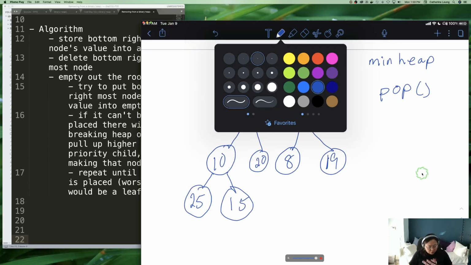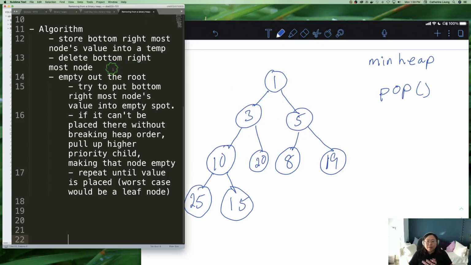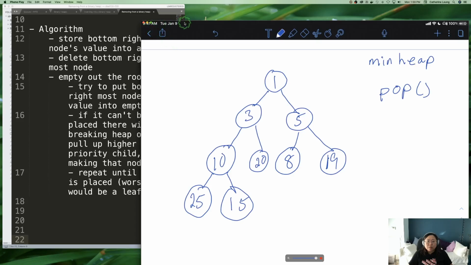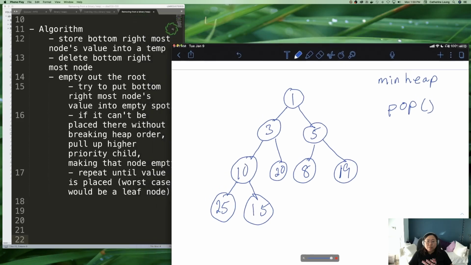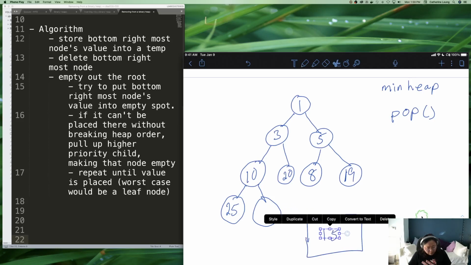How do I actually apply this algorithm then? How do I make this algorithm work? Let me just make this a touch smaller. Okay, here we go. So now, when we remove, we're going to start by creating a temporary. Temporary is 15. We're going to take the value in the bottom rightmost node and put it into our temporary. So this is our temp.